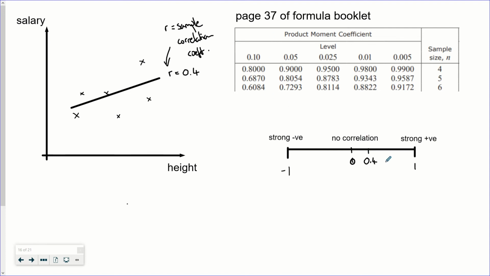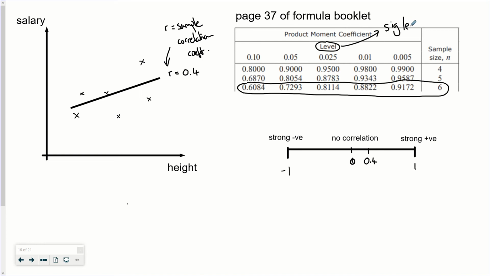Well, in order to work out whether 0.4 is close enough to 1, we're going to have to go to page 37 of the formula book and look at the product moment coefficient tables. And it turns out that the sample size is going to affect whether we can conclude that there is a positive correlation or not. So we're going to look at the row for n equals 6, because there's 6 data points in the sample. And this word level stands for the significance level. So let's just work at the 10% significance level for now, and we'll look at the effective significance level later on.